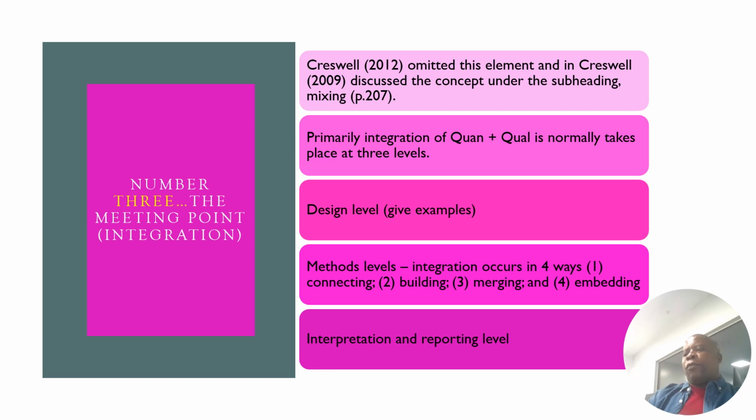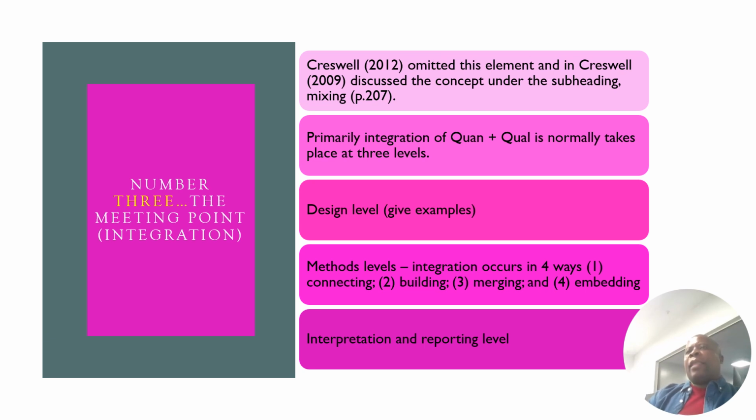Then the embedding, of course, if there is integration in your study from the design and method levels, and the last level, which is the interpretation and reporting level, then there is embedding happening there. So it's very important for you to show us that if you have chosen your study to integrate or to meet at the method level, you need to show us either one or two of these integration levels or integration ways.